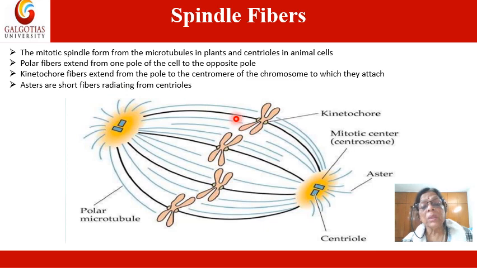So this is the kinetochore. Kinetochore fibers extend from the pole to the centromere of the chromosome to which they attach. From these two poles they are attaching. So this is the kinetochore. And asters are short fibers radiating from the centrioles. These are short fibers. They are not end to end. So they arise from the centrioles.